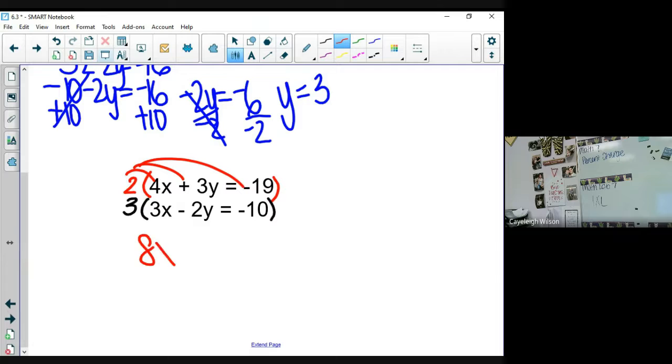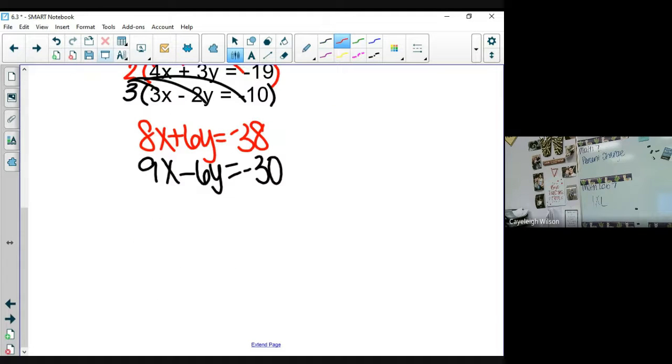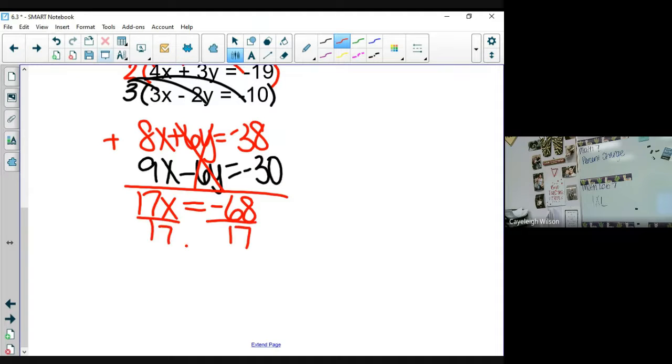So that's gonna be 8x plus 6y equals negative 38. And then 9x minus 6y equals negative 30. So 8x plus 9x, 17x, 6 plus negative 6 is 0. Negative 38 plus negative 30 is negative 68. Divided by 17, and x is negative 4.